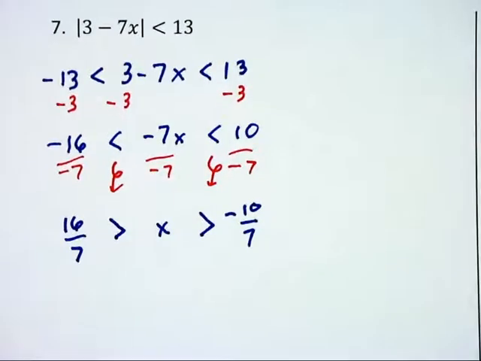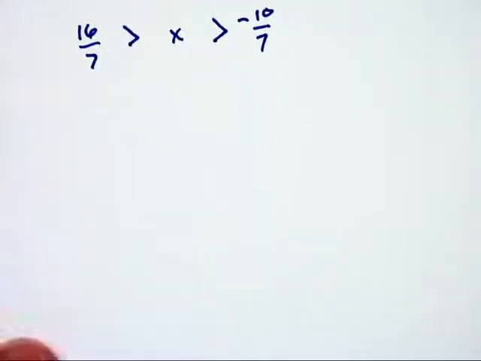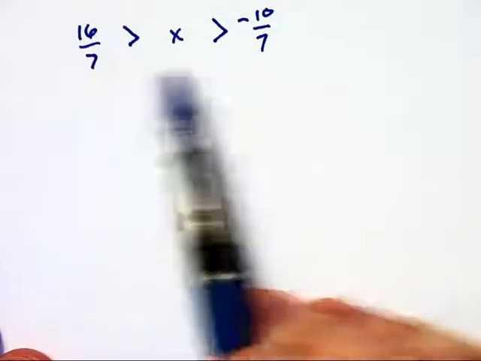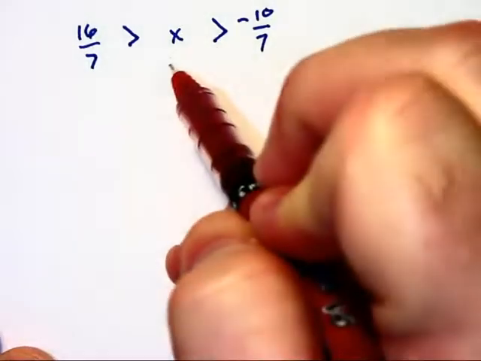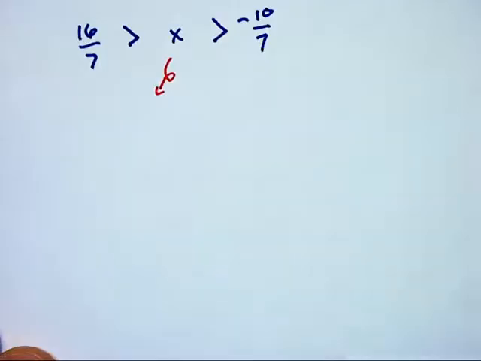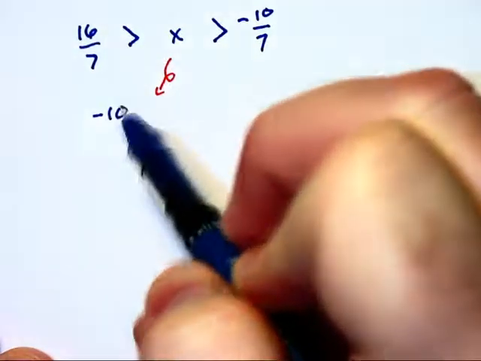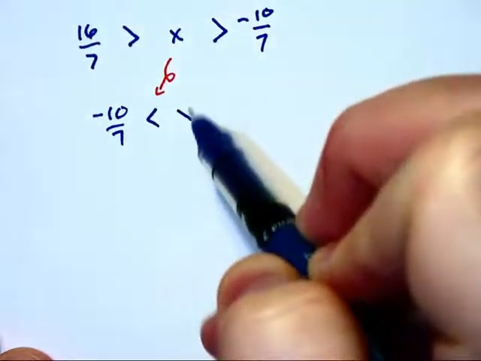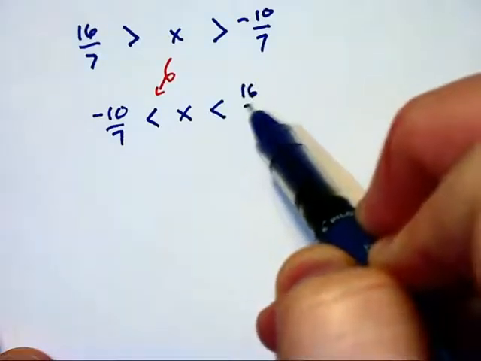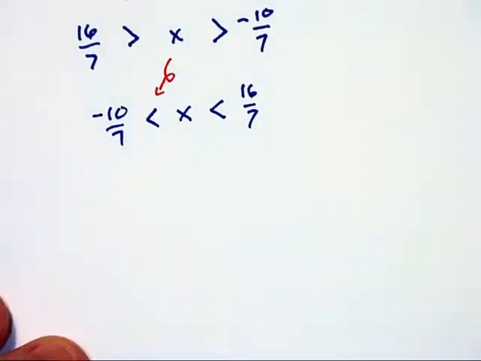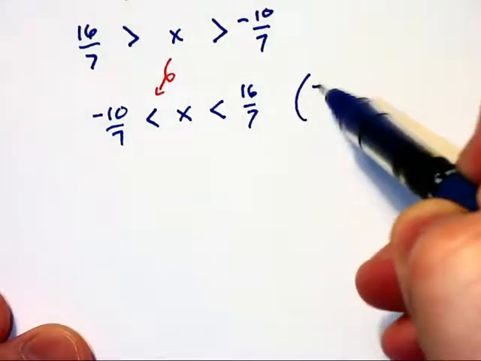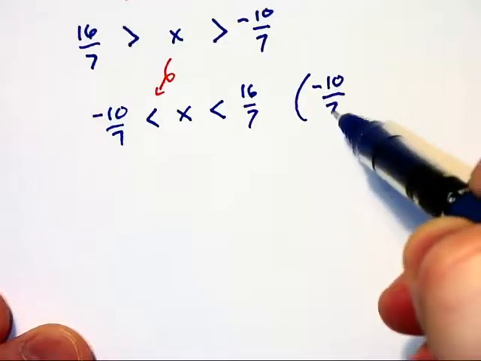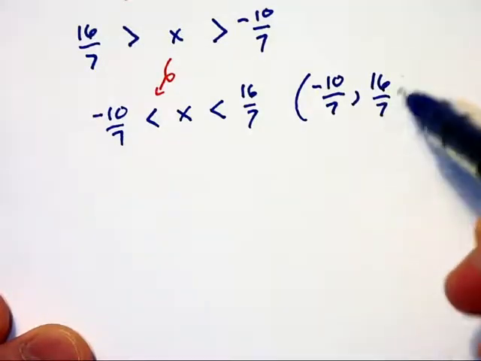We do not want to leave it in this form. The reason we don't want to leave it in this form is intervals are always written from left to right, from smallest to largest, and this could cause some confusion. So I'm just going to rearrange the whole inequality here to use less thans. Negative 10 sevenths is less than x is less than 16 sevenths. And that is our answer as written in inequality form. In interval notation, it would be the open interval from negative 10 sevenths to 16 sevenths.